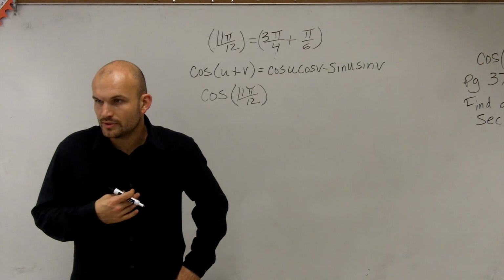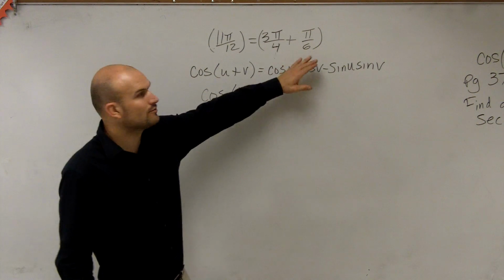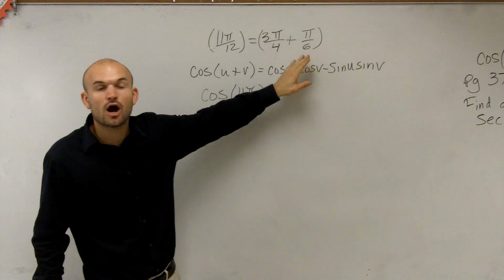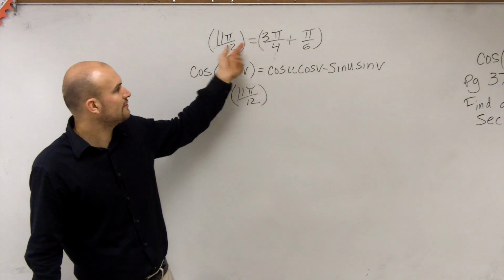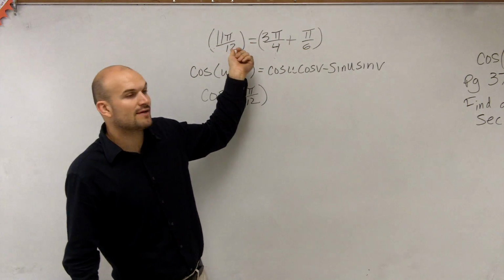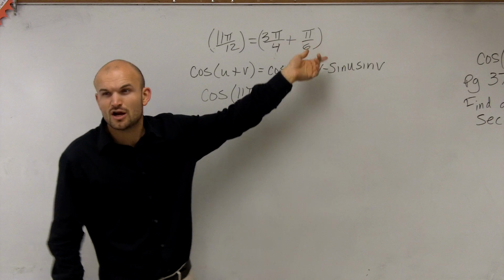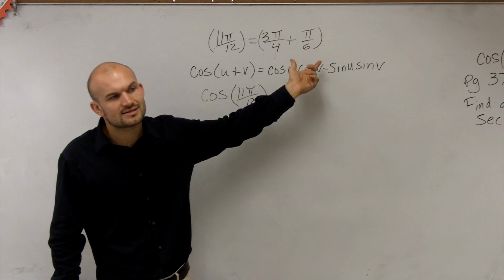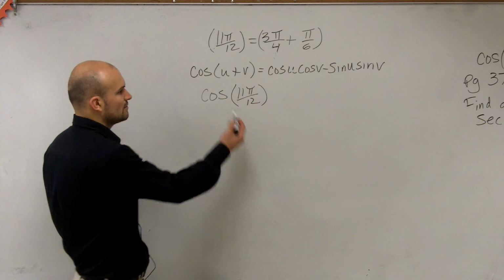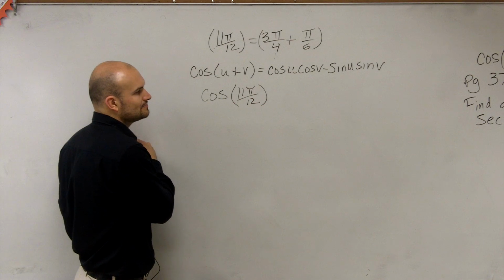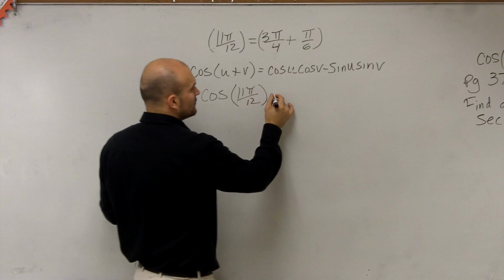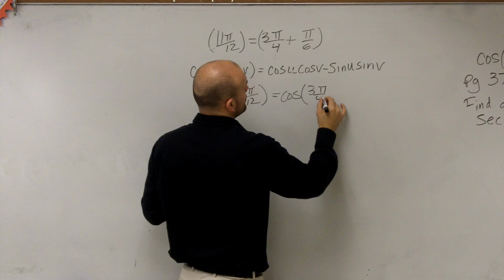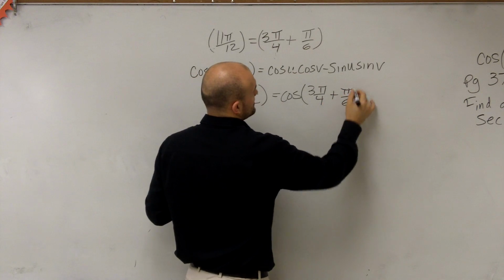So sometimes we can see if we can rewrite our angle as the sum of two smaller angles that are on the unit circle. So we look at 3 pi over 4. If we rewrote 11 pi over 12 as 3 pi over 4 plus pi over 6, are those two angles that we can find on a unit circle to evaluate? Yes. So if I say cosine of 11 pi divided by 12, you can just write that as cosine of 3 pi over 4 plus pi over 6.